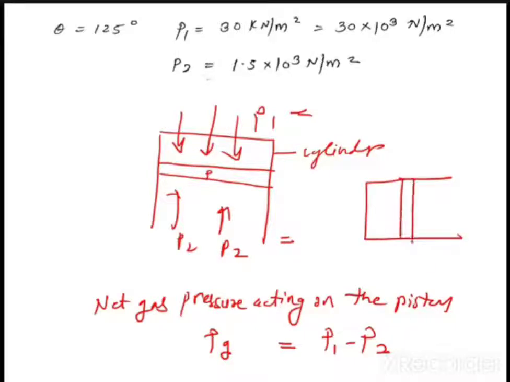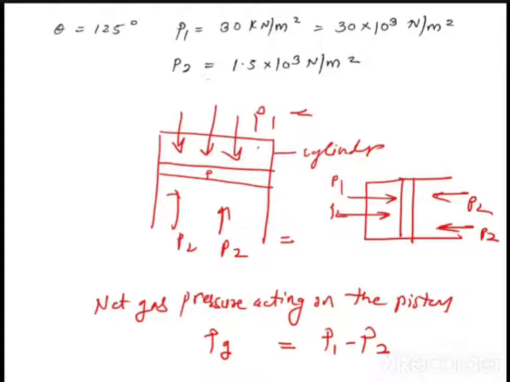I am not going to solve all types of problems, so I am trying to cover everything in a single problem. Whatever the type of problem arriving in your exam or theory, you can solve it. So in case of the horizontal engine, let us say this is P1 and this is P2. The net gas pressure acting on the piston will be P1 minus P2.